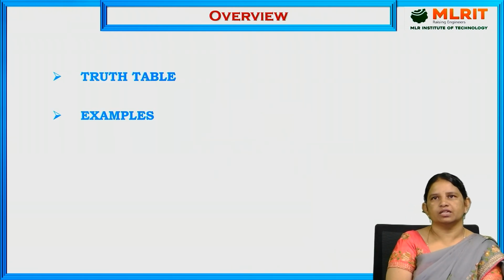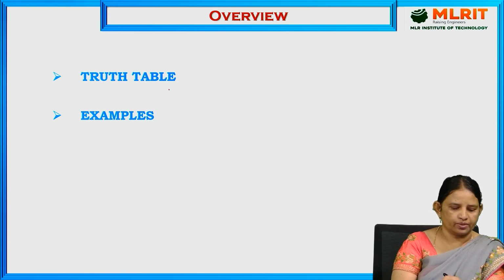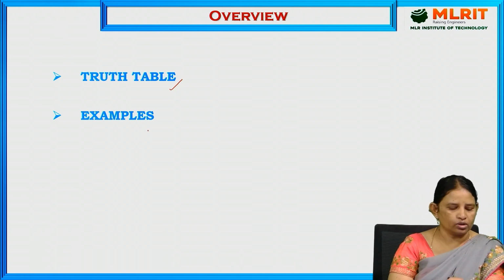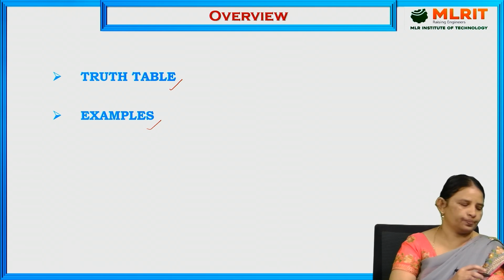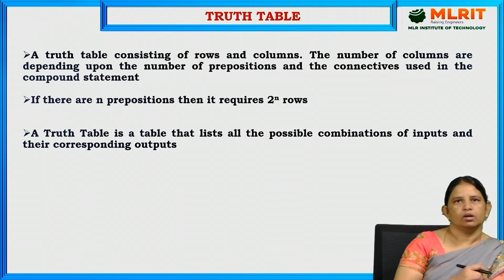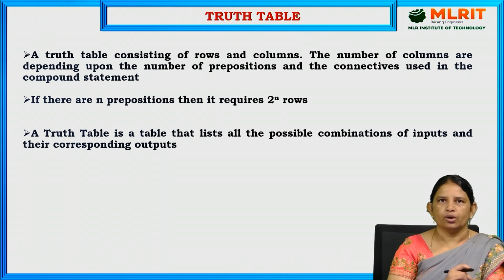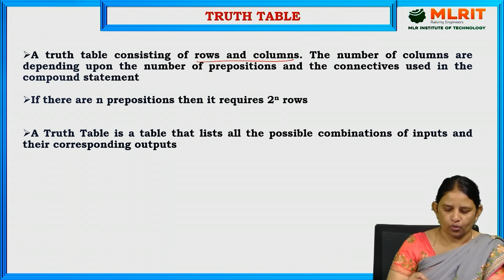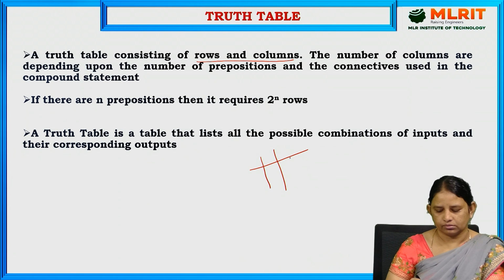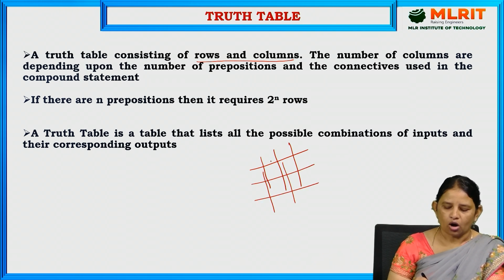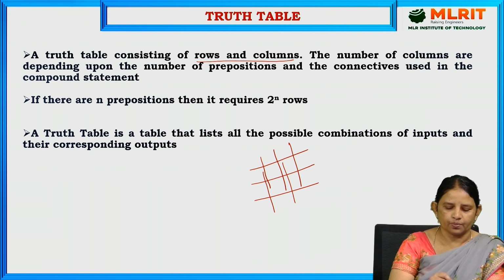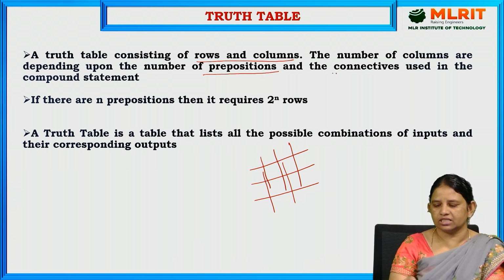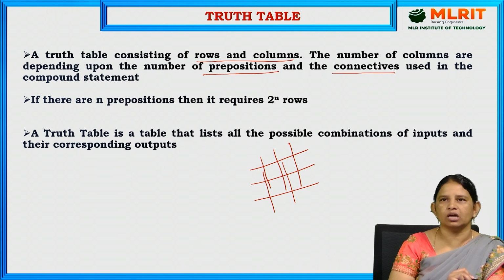So in this lecture we are going to discuss what is meant by a truth table and how to construct the truth table, which we can understand by taking some examples. So what is meant by a truth table? A truth table consists of rows and columns. How many rows and how many columns depends upon the number of propositions and connectives that are used in the statement.